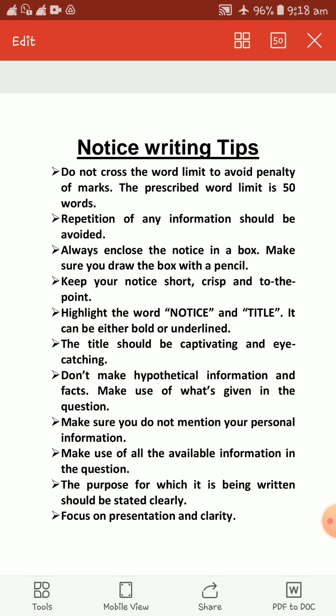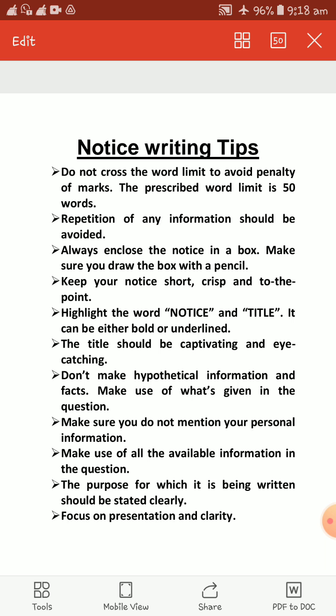Next one, dear students, make sure you do not mention your personal information. Please don't give your own personal information while composing or writing a notice. You have to make sure that you should not give any sort of personal information. Next one, make use of all the available information in the question. Whatever information you are getting in the question, make sure you use that information only.